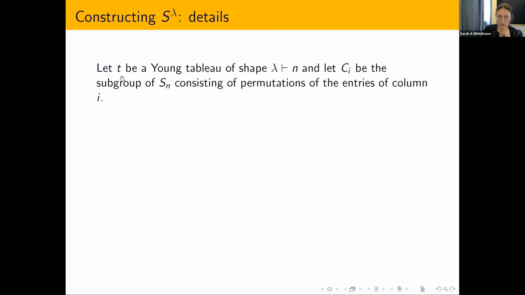As on the previous slide, take a natural number n, lambda a partition of n, and a Young tableau T, just pick one of that shape. The column group that I mentioned is the subgroup of Sn that consists of permutations of the entries of the columns. So Ci for column i, and then we put them together by taking the product over the ones associated to the different columns.